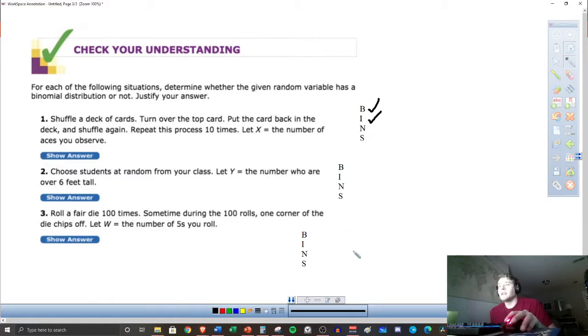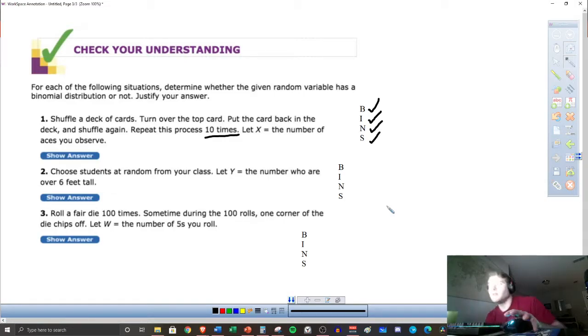Next, is there a set number of trials in advance? Yeah, it says do it 10 times. 10 trials. Yes, so check mark. Last, is the probability the same every time? Again, that's sort of a repeat of the independent. Check mark. There we go. Okay. All right, that's how you do that. Now, I'm going to pause it. I want you to try to do number 2 and number 3, and then we'll go through them.